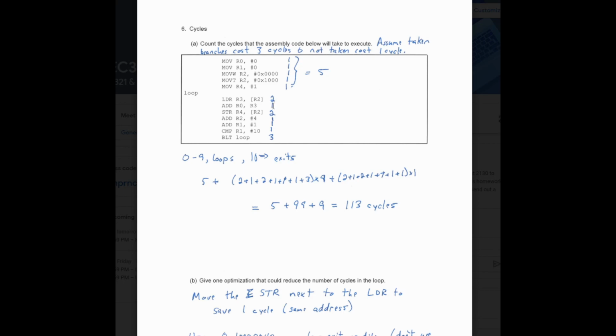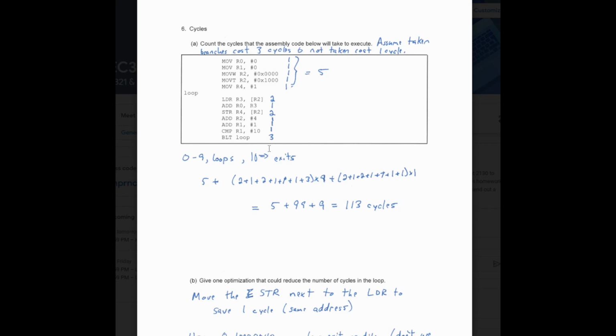So it's 2 cycles, 1 cycle for an add, 2 cycles for a store, 1 for an add, 1 for an add, 1 for compare. And then a branch less than, a taken branch is going to cost 3 cycles. So when we do go back to the top of the loop, it takes us 3. A not taken branch is going to take 1 cycle to fall through to the next instruction.